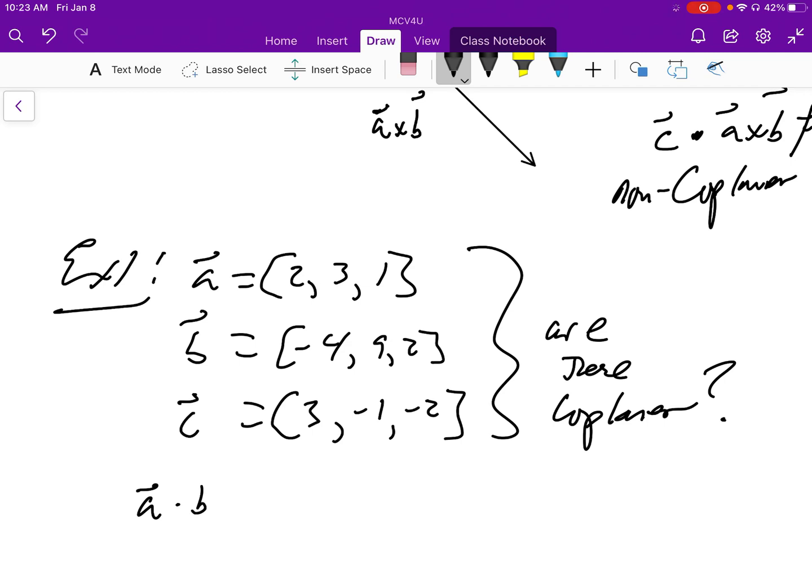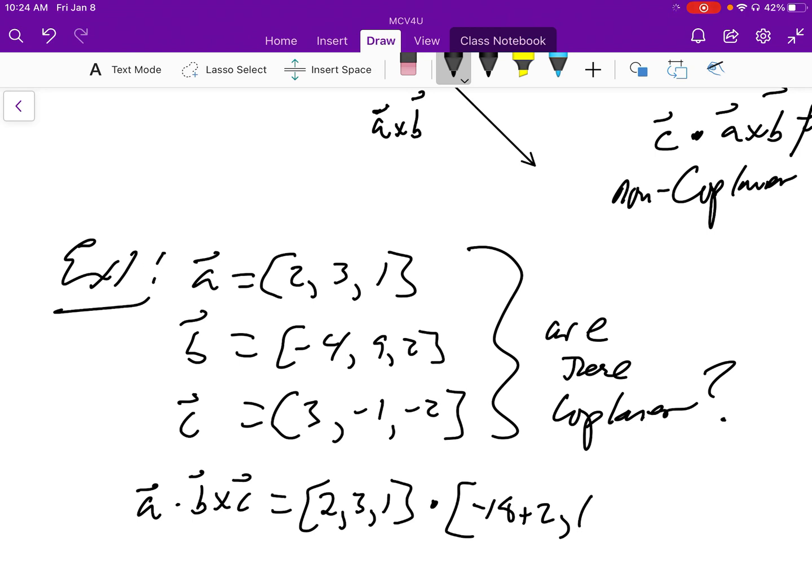We can go A dot B cross C. Now, A dot, the rest of it, we can't touch yet. So I'm just going to write the vector itself down like this, dot, and now do the cross product between B and C. Hopefully we've had a lot of practice with this. We can take a look at it and go, okay, so we've got -18 minus -2. Then we have 6 minus, no, minus 8.